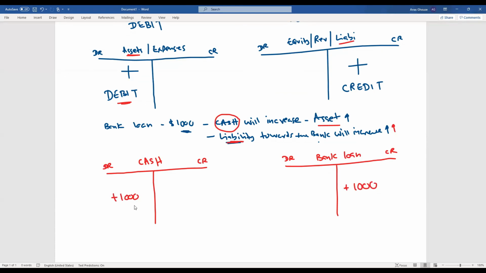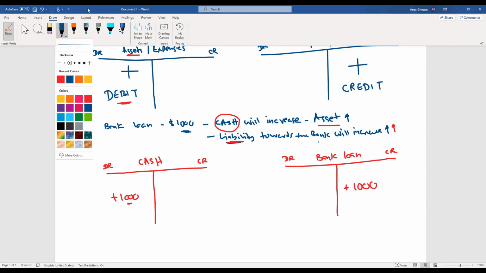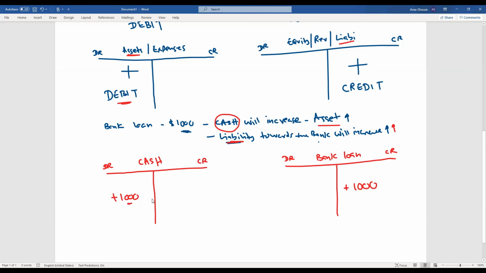Suppose you settle this 1,000, how will this impact your equation? The opposite has to be recorded. Your asset will decrease, so you need to credit the asset account and debit the bank loan account. That will reduce the liability and this will reduce the cash. So this is how you record a particular transaction.